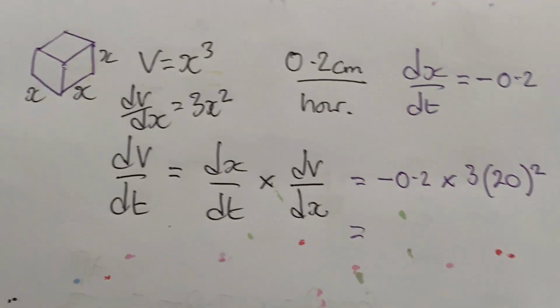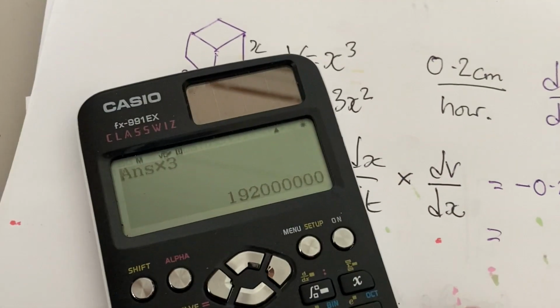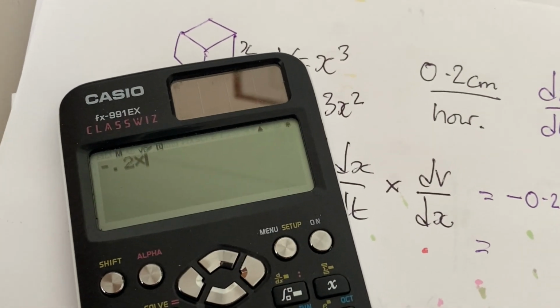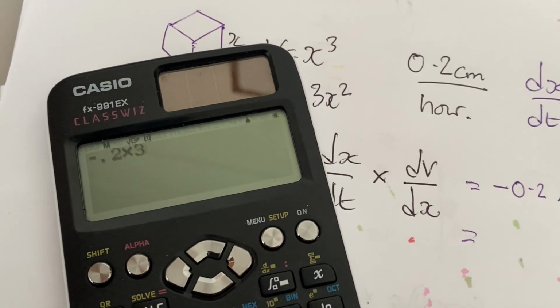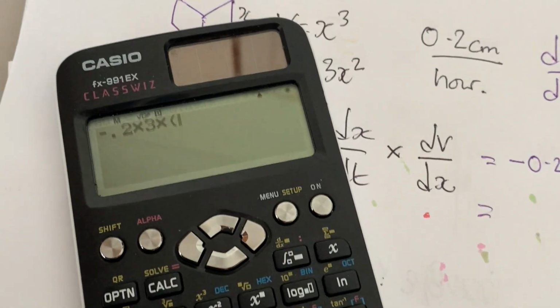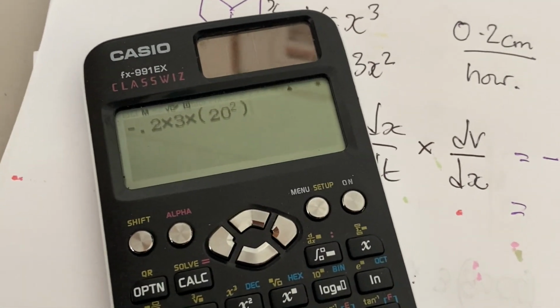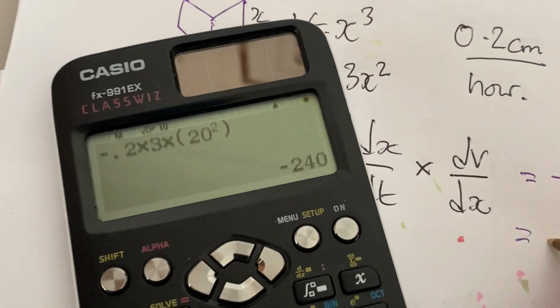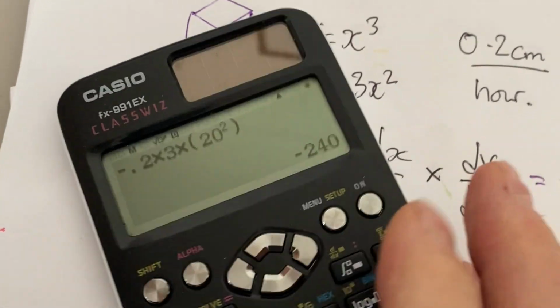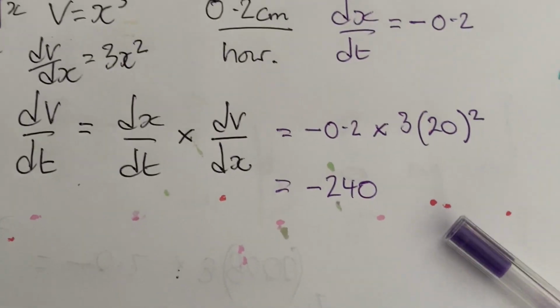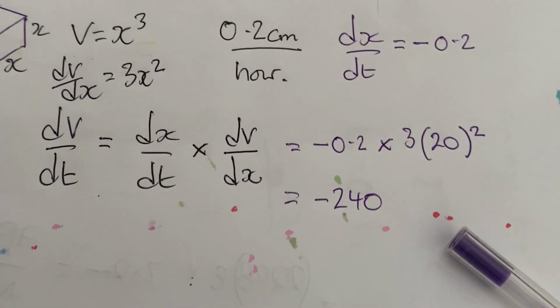And if I did that on my calculator, so I do minus 0.2 times 3 times bracket 20 squared. You can probably work this out in your head very happily, but I get minus 240. So that is my rate of change when x is 20.